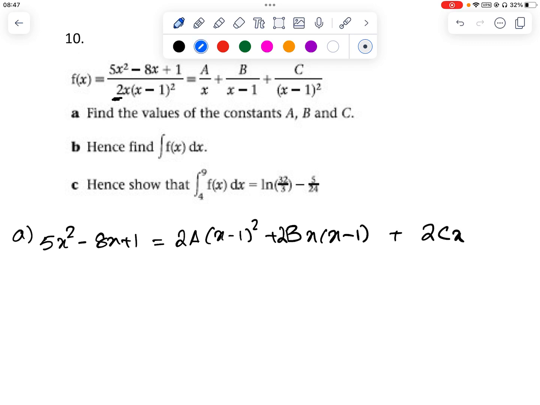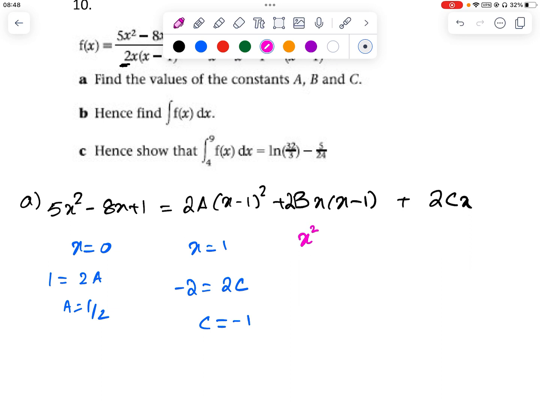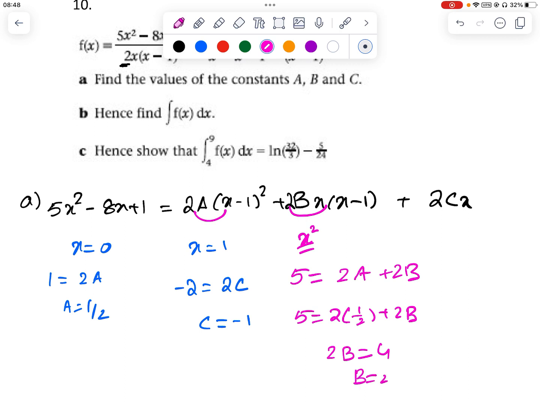Now what am I going to do? Plug in x equals 0, so you get 1 equals 2a, so a equals 1 upon 2. Then plug in x equals 1, you get negative 2 equals 2c, c equals negative 1. Then compare the coefficients of x squared. 5 equals, over here I get 2a, and over here I will be getting 2b. So plug in a as 1 upon 2. So 2b equals 4, b equals 2. That's going to be the answer.